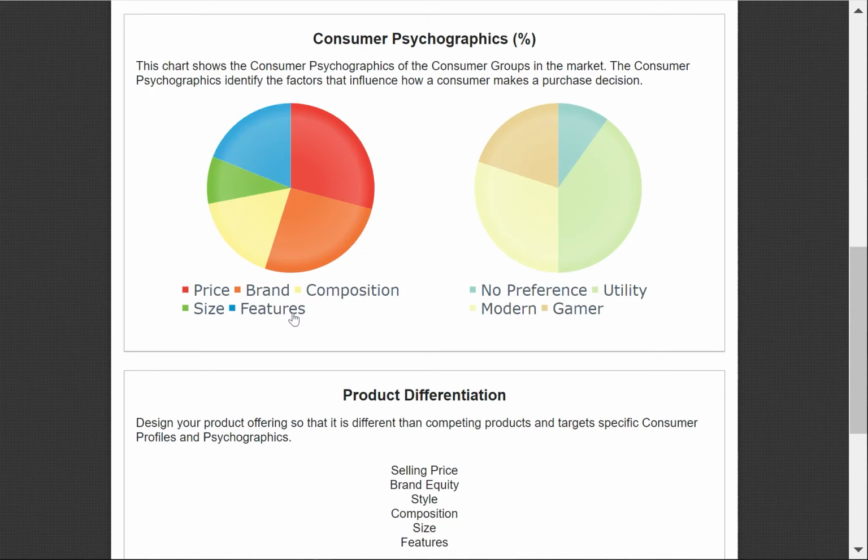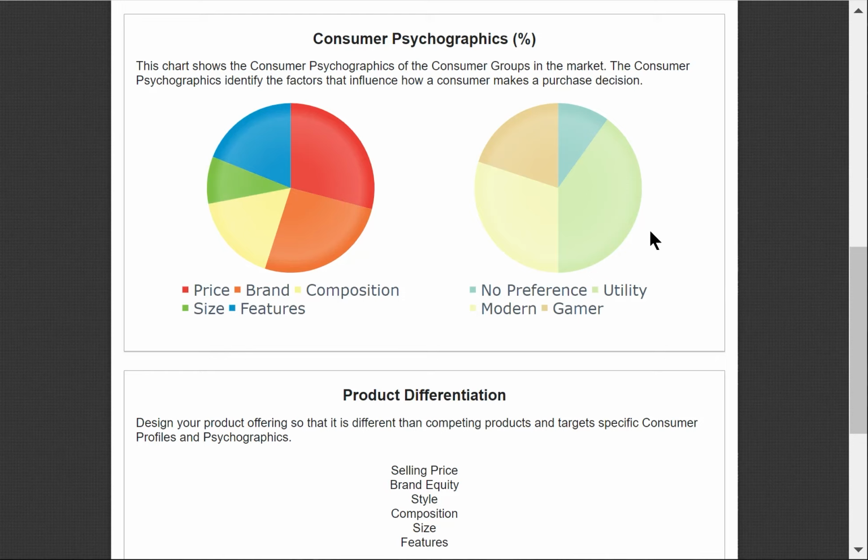And I can see in this simulation there are 5 factors: price, brand, the composition, which is what the desk is made of, and the size and the features. And I can see that the majority of the consumers are very worried about price. They're also worried about brand and somewhat worried about features. Composition and size are the least important factors for the majority of the consumers.